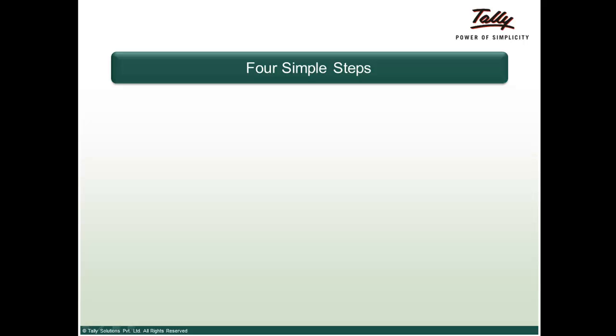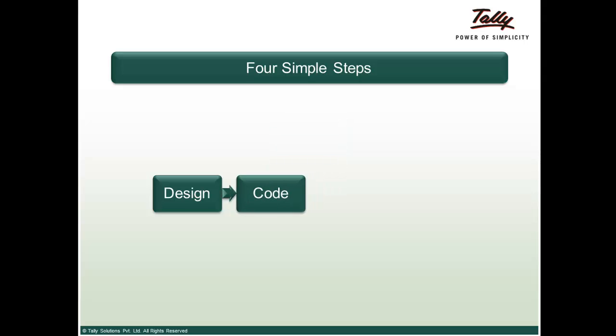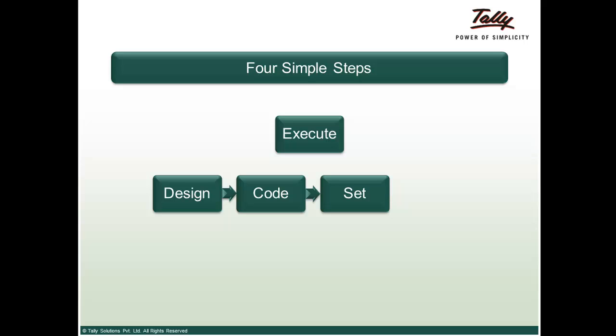In each of these cases, you would realize that there are only 4 simple steps to be followed. First one is design. Design the required layout in any productivity suite. Second one, code. Write the code that will push the required data into the design productivity suite. Third one, set. Set the tokens in the productivity suite in congruence with the code. And the last one is execute. Execute the code in Tally and see the output.